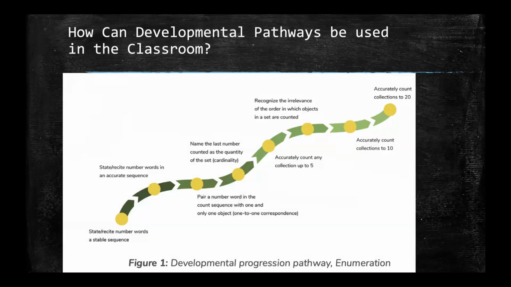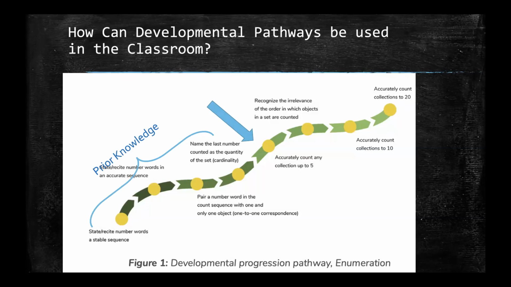So as an example, if we take this developmental pathway, and as you can see on this sequence, one of these locations says accurately count any collection up to 5. So if we know that a student is at this point where they're accurately counting collections up to 5, we may have identified that the student is at that point by doing a series of assessments or looking at their prior knowledge.